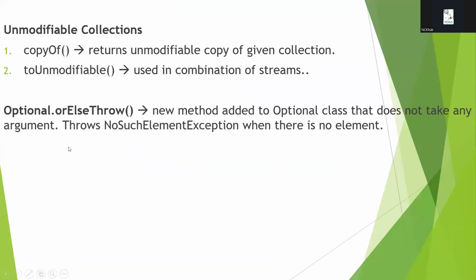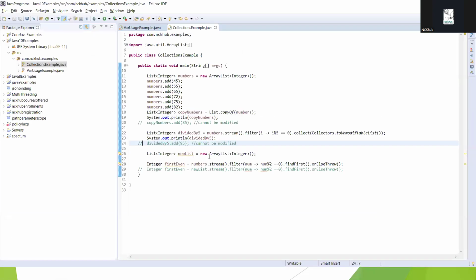And the third one we have here is the Optional class, a new method added to the Optional class, which is orElseThrow. Now to have a demo for that, here we have two lists. One is the initial list that we created at line number 11, and the other list is at line number 26. If you observe, line number 26 is an empty list, and the other is the list that has 6 elements.